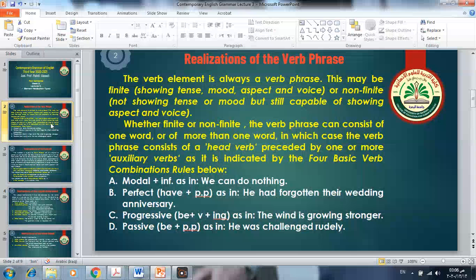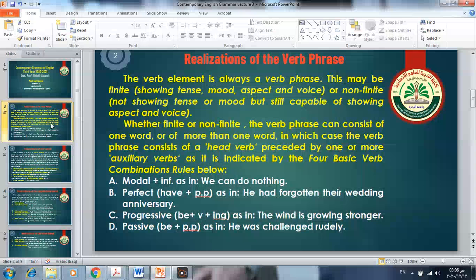Aspect means that it is capable of telling us whether it is in the perfective aspect or in the continuous or progressive aspect. And voice helps us to know whether the sentence is in the active voice or in the passive voice. The verb phrase can also be non-finite, which means that it is not capable of showing tense or mood, but it is capable of showing aspect and voice.